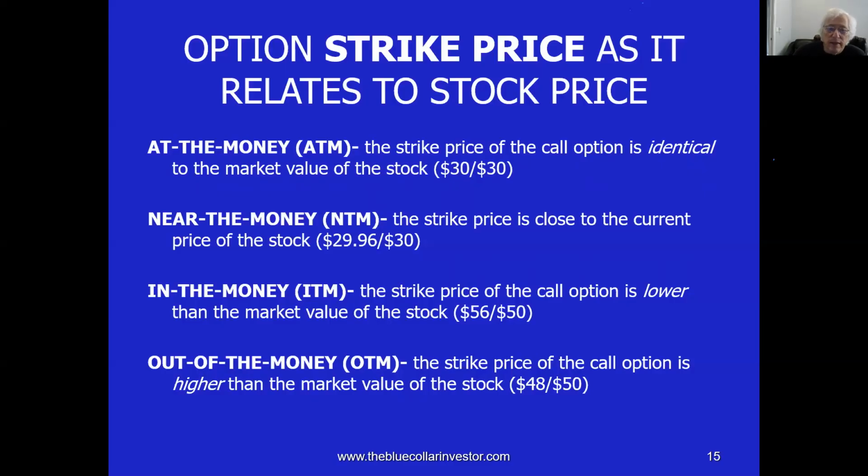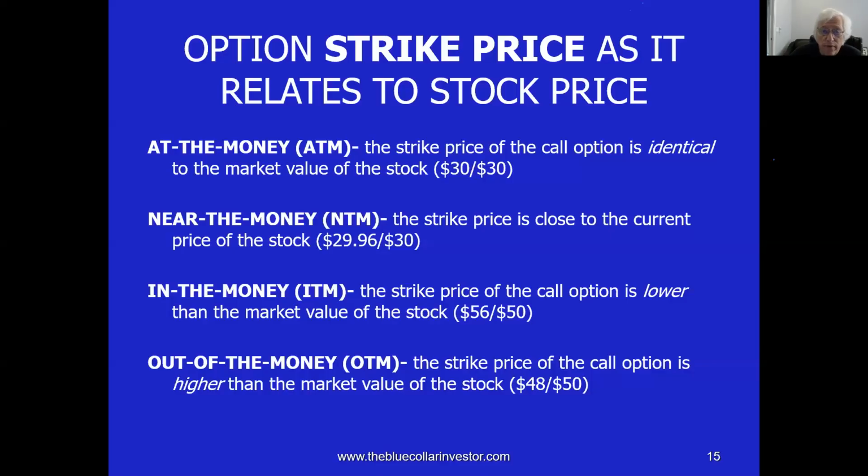Now, closely related to that is near the money. Near the money is where the strike price is very close but not precisely the same as the current market value of the stock. So if the stock is trading at, let's say, $29.96 and we sold the $30 call option, technically that $30 call option is higher than the current market value of the stock, but it's so close that investors will refer to this as near the money, almost the same thing as at the money.